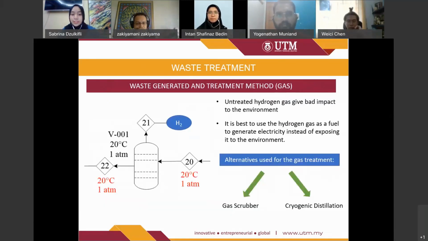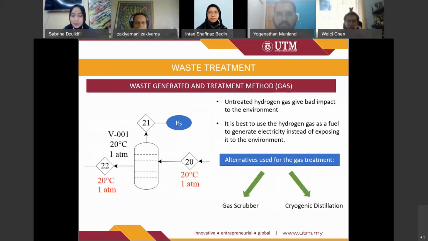The other type of waste generated is gas. Hydrogen is produced from the electrolysis process and hence is discharged from flash column 1. The untreated hydrogen gas can give bad impact to the environment. Hence, it is best to use the hydrogen gas as fuel to generate electricity through fuel cell.